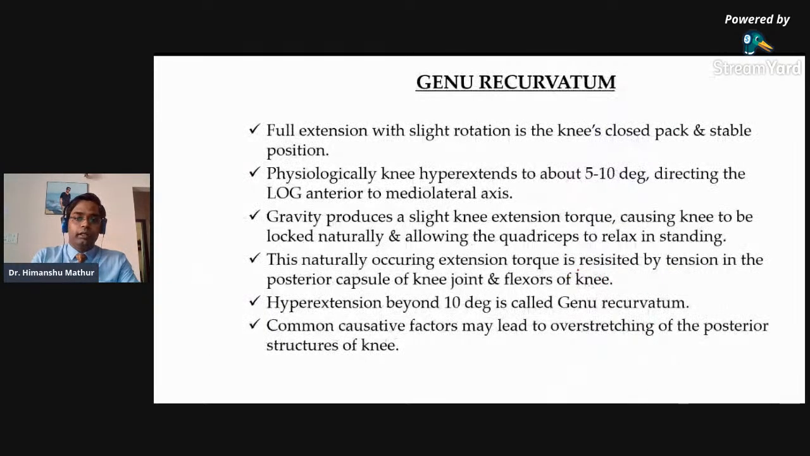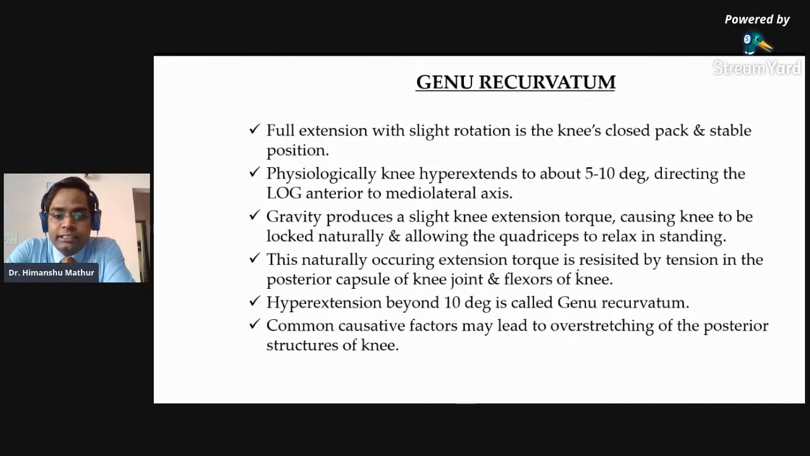All right. The last thing that we have to talk about today is genu recurvatum. It is the hyperextended position of the knee joint. That is also very common these days, both in males and females, although the female counterpart is more exposed to this deformity, because of the malaligned or malformed posture of the foot, and a widened pelvis is also one of the major reasons. All right. Now, full extension with slight rotation is the knee's close-packed and stable position.